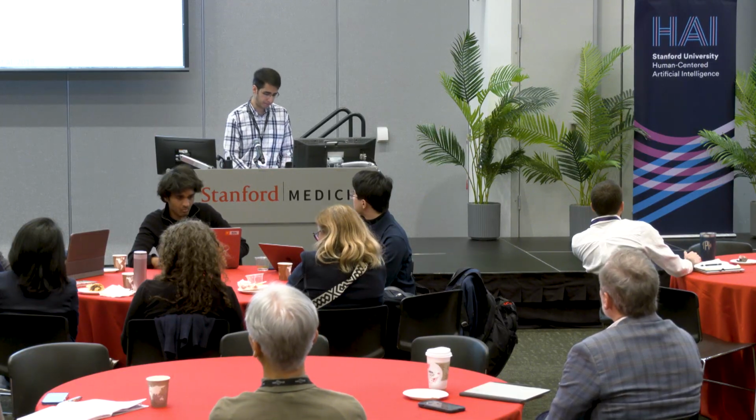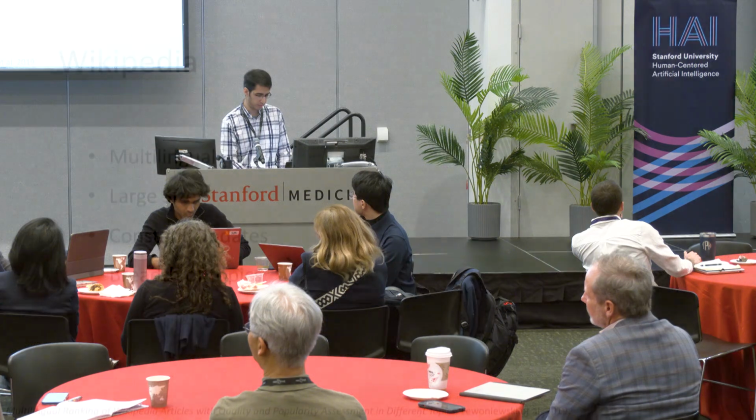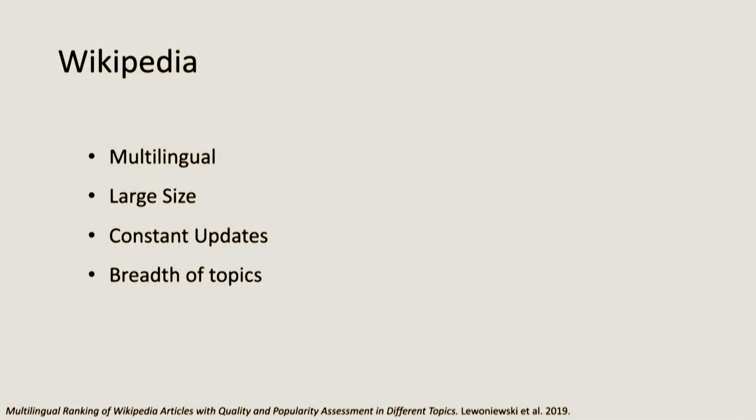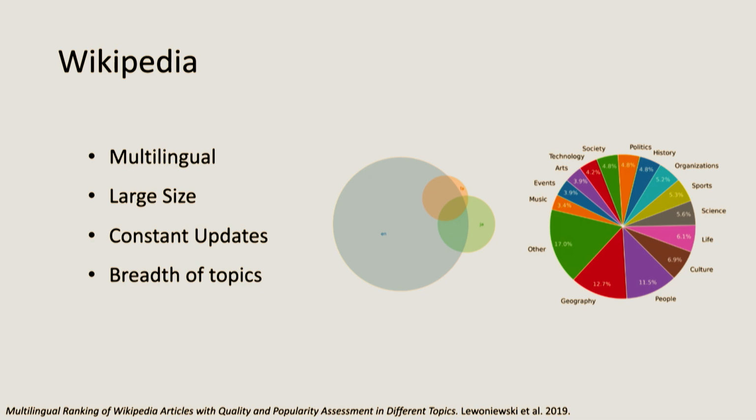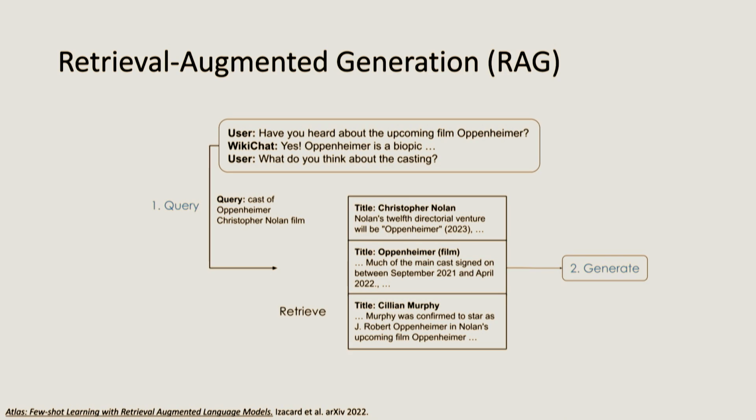So for the rest of the talk, I will be mainly using Wikipedia as an example, even though the method is very general. We start with Wikipedia mainly because its size and multilinguality mean that if you can build something that works with Wikipedia, it's likely to transfer. And later on, we showed that it actually is true in the case of WikiChat. Another thing is the breadth of topics. It's not necessarily specific to a domain. Anything that Wikipedia covers, this chatbot can handle.